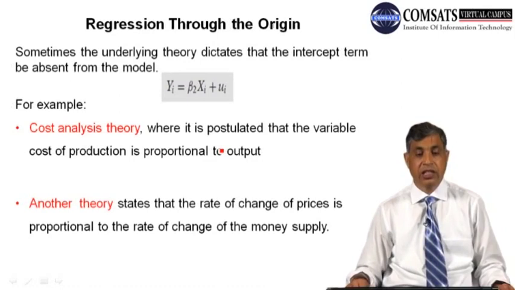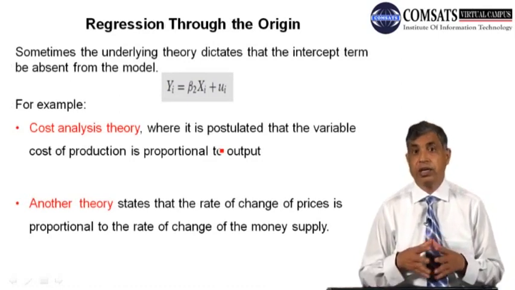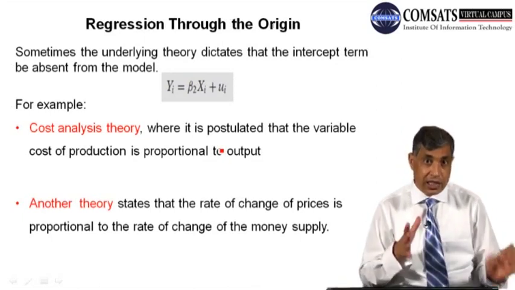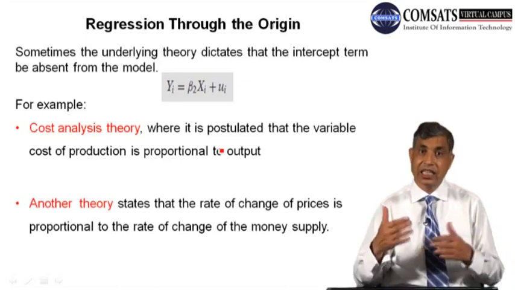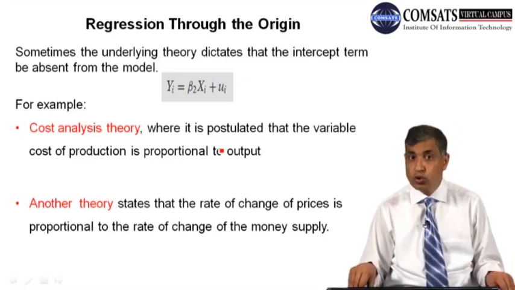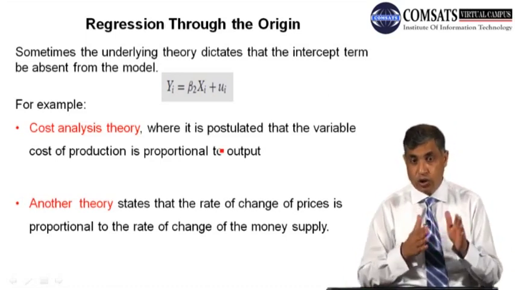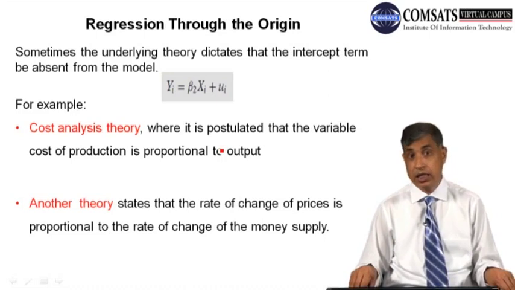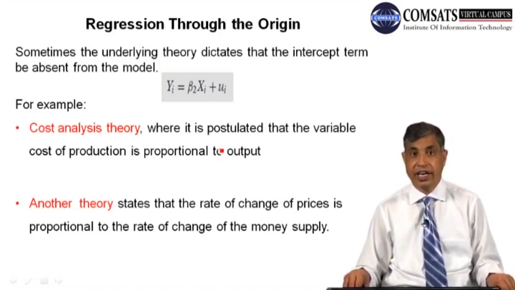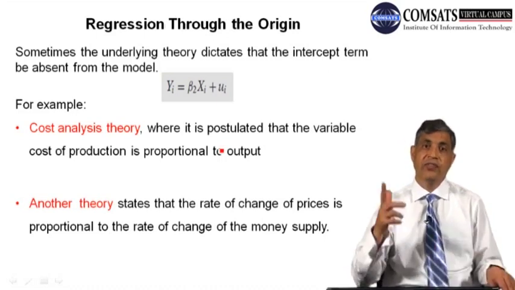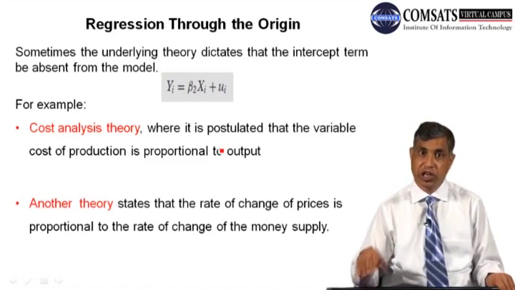So starting with regression through the origin. Sometimes, not most of the time, but sometimes the theory we are studying states that there is a situation where there is no intercept. What this means is that the relationship between the dependent and the independent variable has become proportional or direct. There is no link, and both are increasing or decreasing in a proportional way.